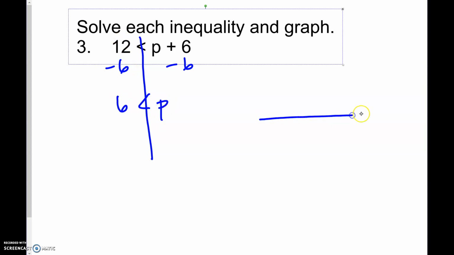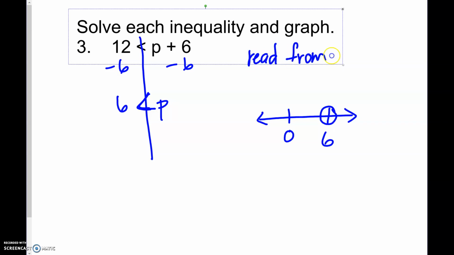Now some of you are going to be just fine and be able to graph it from here. I have my 0, I have my 6. Because I don't have a line underneath it, I have an open circle. When you read these, you always read from the letter, not left to right, but you read from the letter. And if you read this from the letter, it says any number greater than 6.